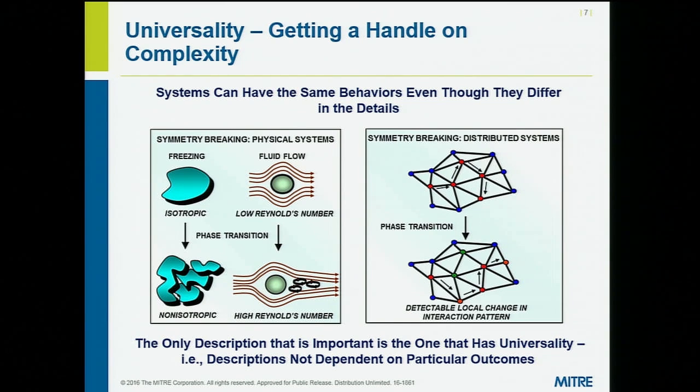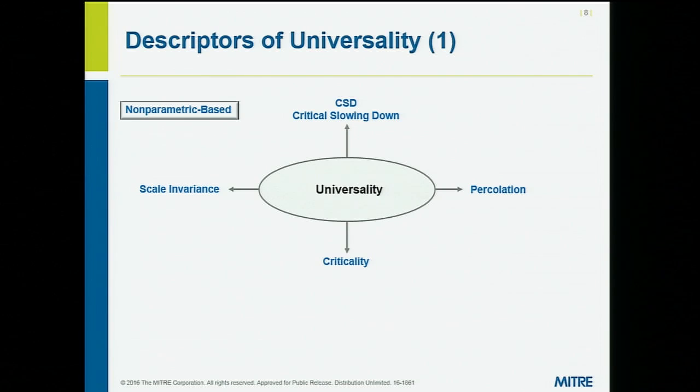So I claim that the only description that's really important is the one that has universality. That is, descriptions are not dependent on particular outcomes, okay? So you can have different kinds of biological systems, for example, or different behaviors in a clinical setting that on the face of it look quite different. But as those systems undergo change, they take on properties that mirror other like systems as well. And that's really what's called universality. And that's what's really important, I think, personally, when you start developing data analytic tools, because you really want to exploit that kind of phenomena.